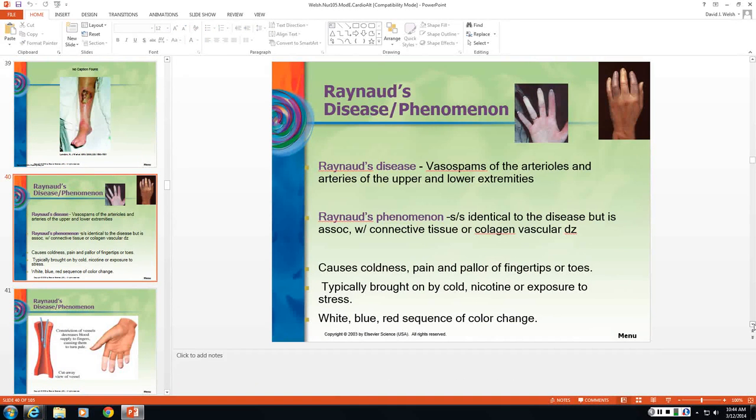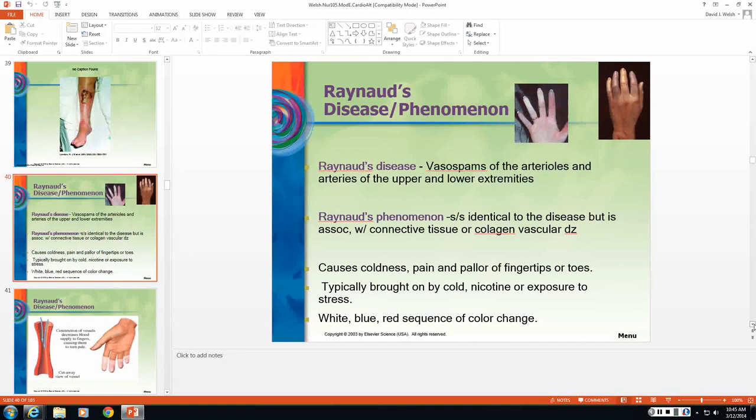So, let's look at another disease, Raynaud's disease and Raynaud's phenomenon. Raynaud's disease is basically vasospasms of the arterioles and the arteries in the upper and lower extremities. Now, with Raynaud's phenomenon, the signs and symptoms are identical to the disease, but it's associated with connective tissue or collagen vascular disease. The signs of Raynaud's are going to be coldness, pain, and pallor of the fingertips or toes. Typically, it's brought on by cold, nicotine, or exposure to stress.